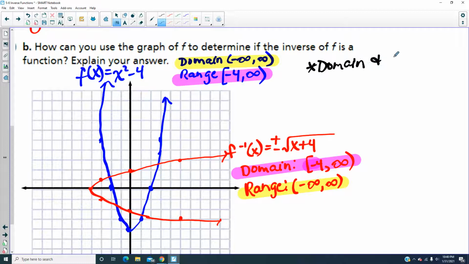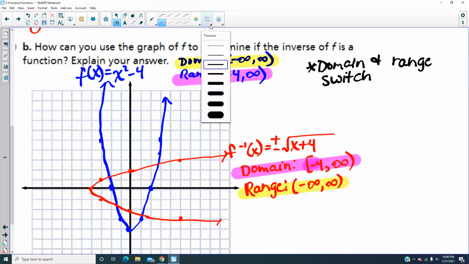And that will come up on your homework, on your test. So just keep that in mind. I would definitely write that down. Domain and range will switch on you. Okay, so how can I determine if the inverse of f is a function?